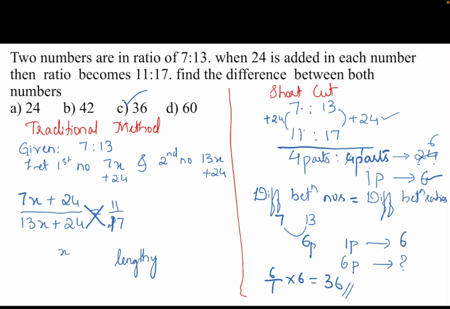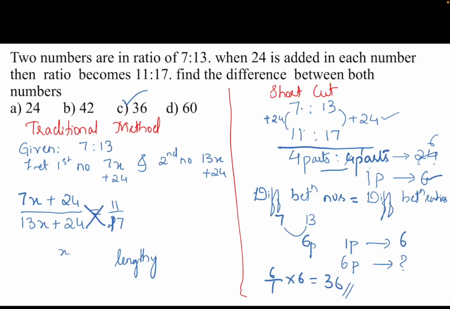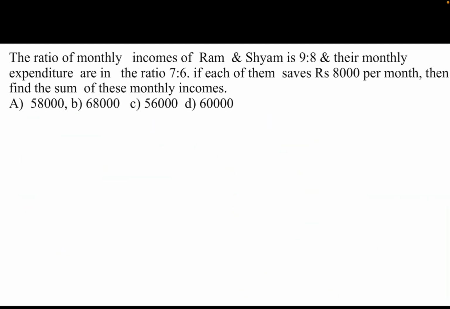Now coming to the next problem. So this we say balancing of ratios. Okay, we'll see this again in the next problems. The ratio of monthly incomes of Ram and Shyam is 9:8 and their monthly expenditures are in the ratio 7:6. If each of them saves rupees 8,000 per month, then find the sum of their monthly incomes.